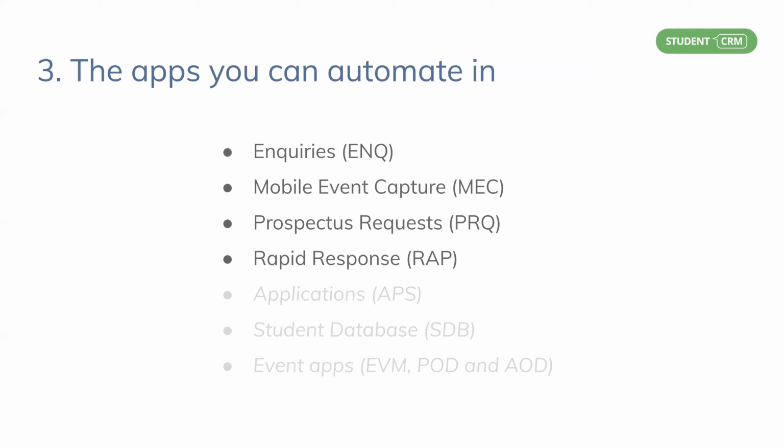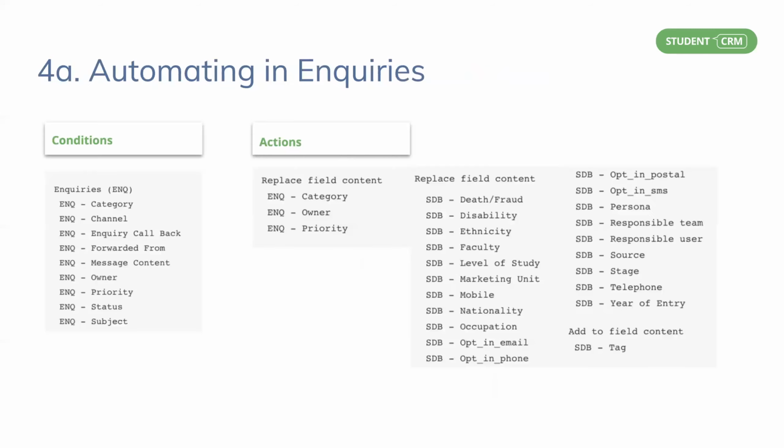So the apps you can automate in, today you can automate in inquiries, mobile event capture, prospectus requests, and rapid response. And the grayed out ones are currently on our roadmap because we are also introducing applications, student database, and the 3 event apps, EVM, POD, and AOD. So those are the apps you can automate in at the moment, and the other ones are coming soon.